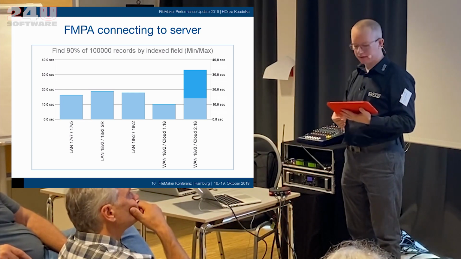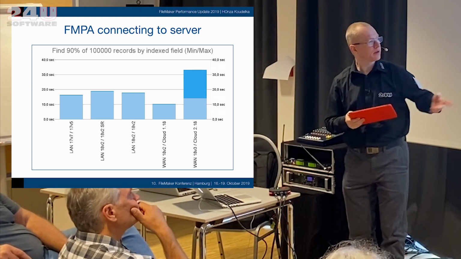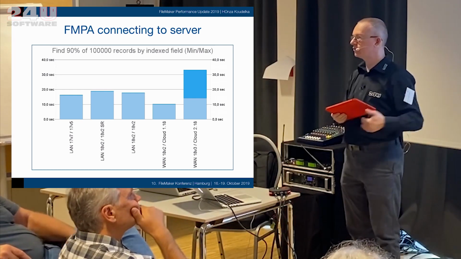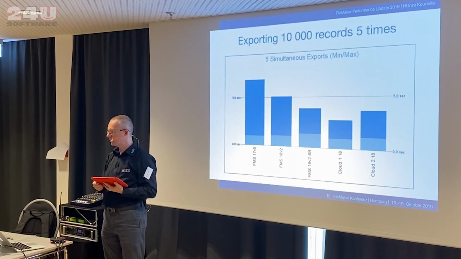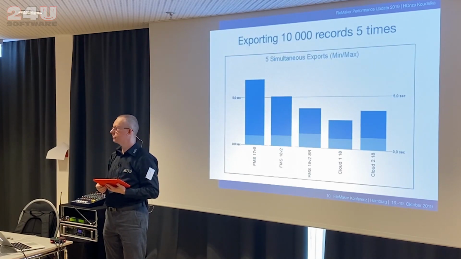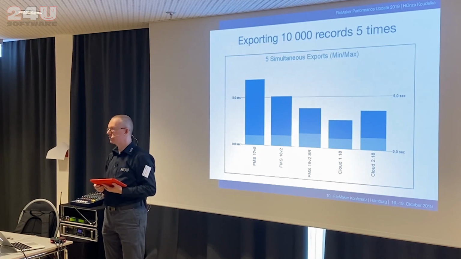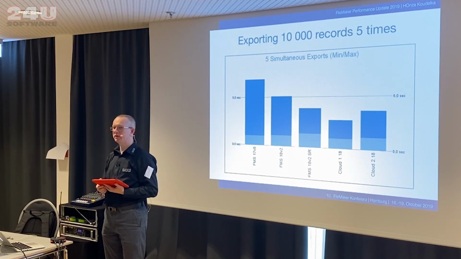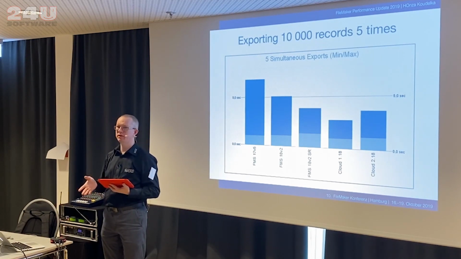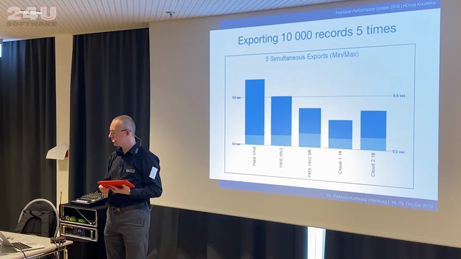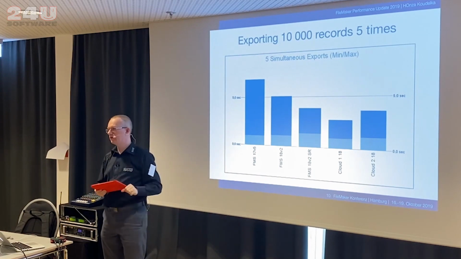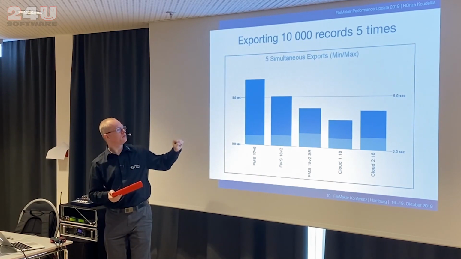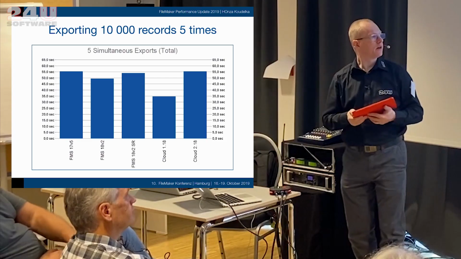Obviously, this is significantly affected in the case of FileMaker Cloud by the fact that I was connecting to the US. But I will show you the main results of the long time taking operations. So exporting 10,000 records. This was exporting the records to a temporary file in the temporary folder using tab delimited text. And again, light blue is the fastest instance, dark blue is the slowest instance.